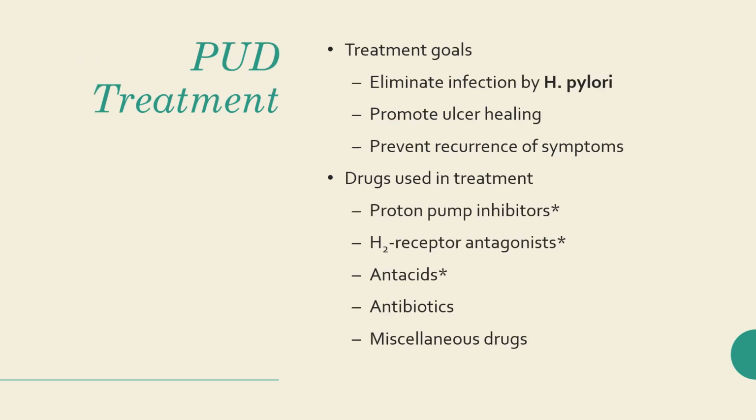Treatment goals for peptic ulcer are going to focus on eliminating H. pylori if that's the cause. We want to promote ulcer healing and prevent recurrence of any symptoms. There's a few different types of drugs used in treatments, and we're going to talk about those a little bit more in depth, but we're going to focus on the starred ones.